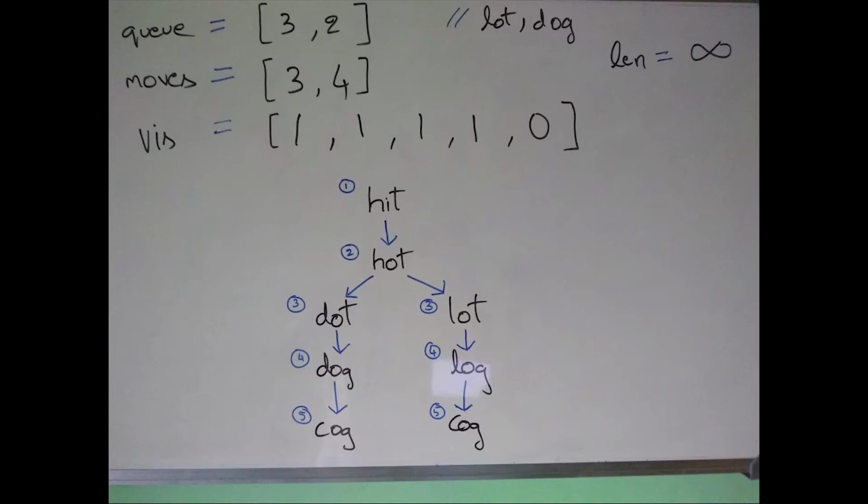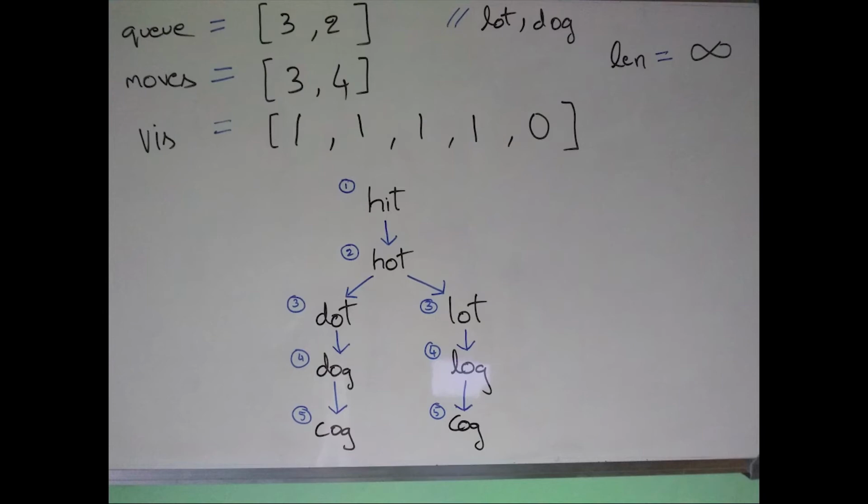And since when you reach cog, when you reach dog, you won't find any element where the difference between dog and any other string would be 1 such that the element is not visited. So basically, since there's no such element, it won't be appended into the queue, or it won't be added to the queue.